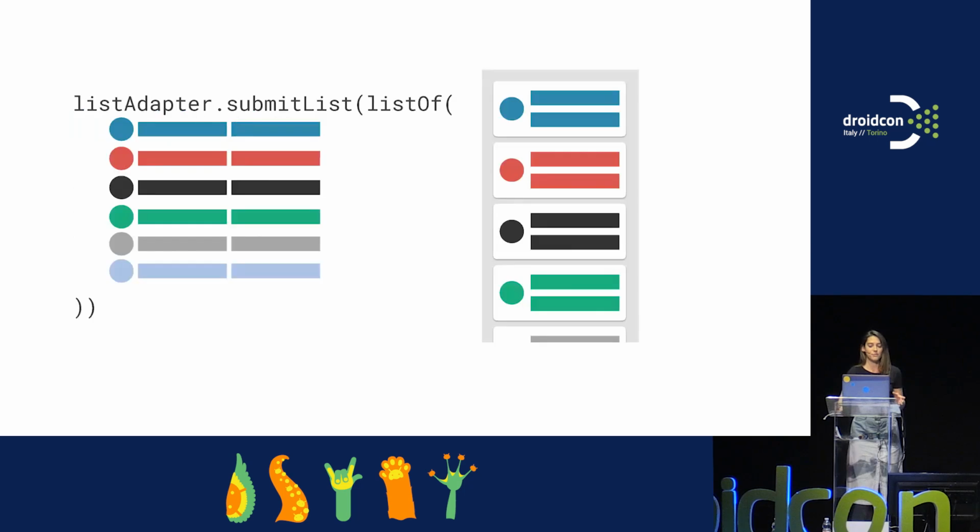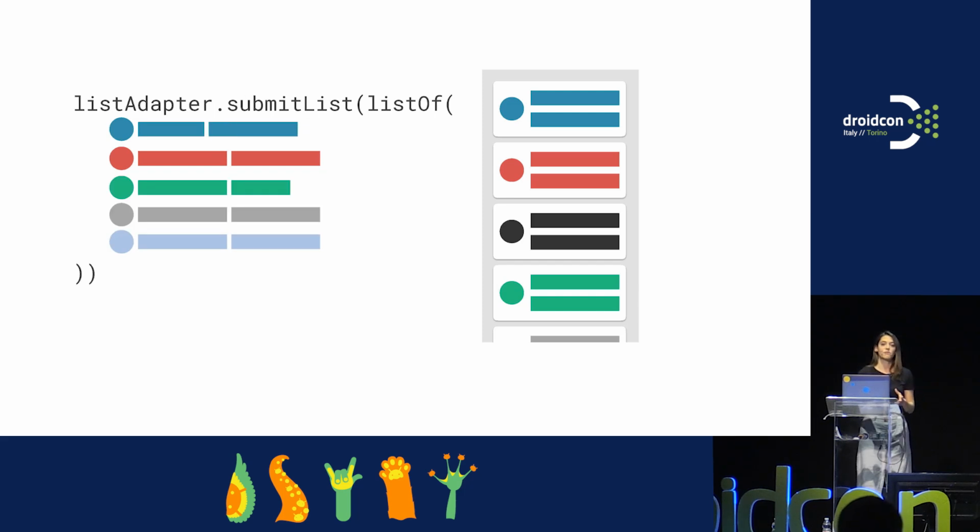So in the ListAdapter, you would submit a list. Once the list is submitted, then the RecyclerView displays that list. But when you're submitting an updated version of that list, the ListAdapter will make sure that the transition to the new list is nicely done with nice animations, and that all of this diff between the old and the new list is done on the background thread.